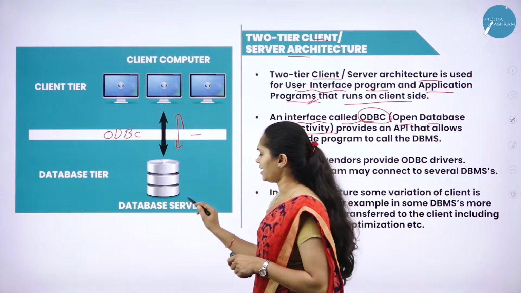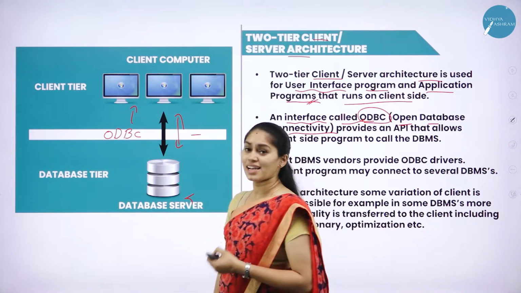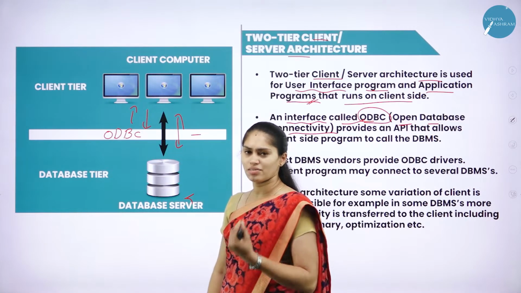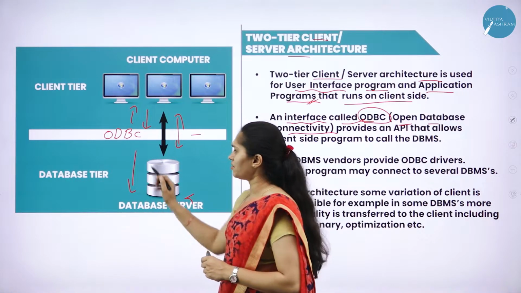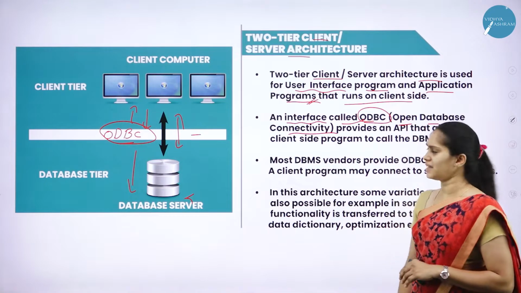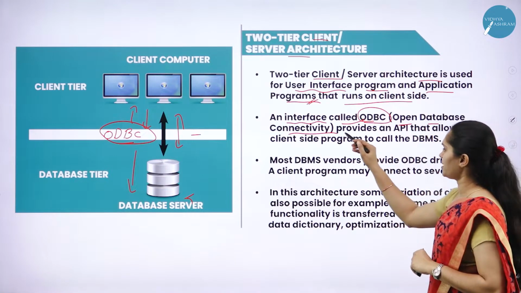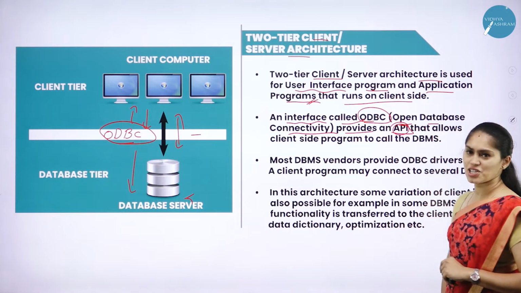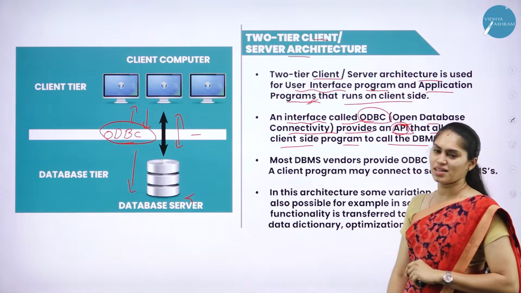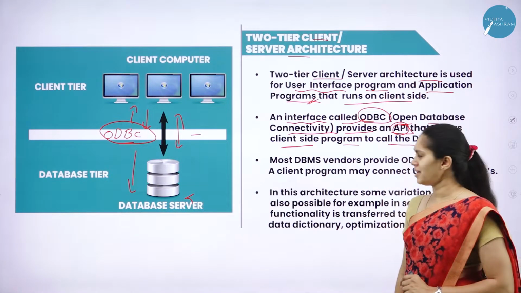That means whatever the content is there in the database server is going to be fetched and it is going to reach the client in order to satisfy their requirement. If the client is sending any request, that is going to reach the database server with the help of this ODBC. This is an interface. It is going to act as a middle layer between the client as well as the database server. Mainly this ODBC is going to provide an API, application program interface, that allows a client-side program to call the DBMS.